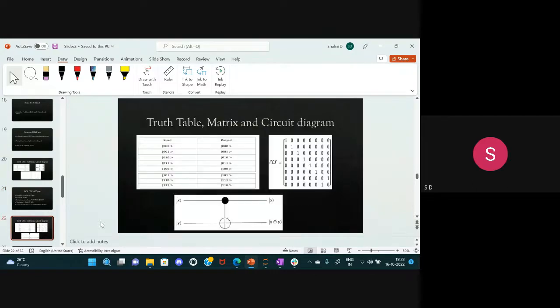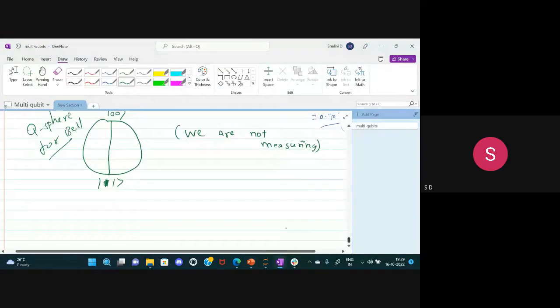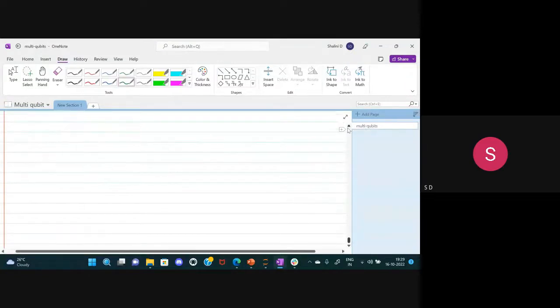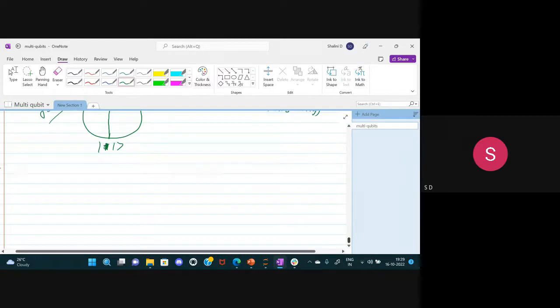Yes. Now we will see the truth table matrix and circuit diagram. In the truth table, you can see the last two rows, the first and second qubit. I will just write it and show it quickly. We will complete this also. It is very easy, same like the CX gate only. The only thing is we have added another qubit. That is the only thing. No need to worry too much about it.